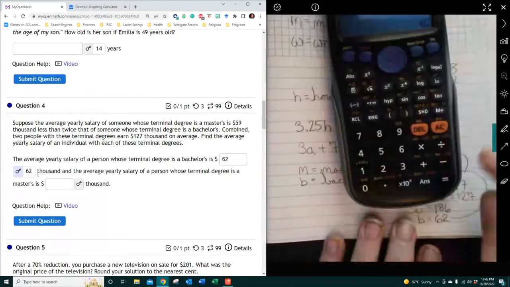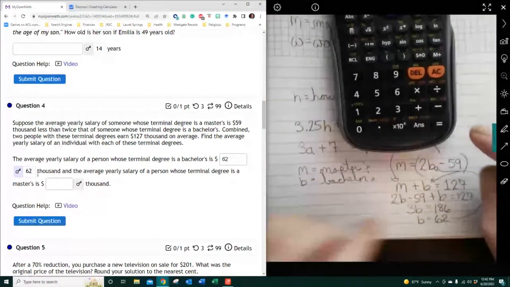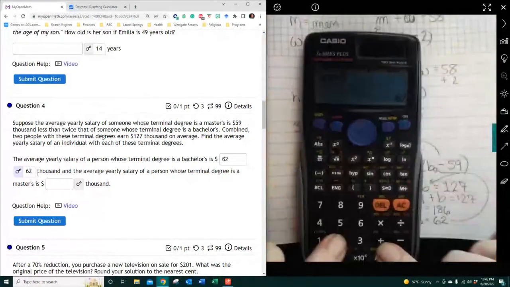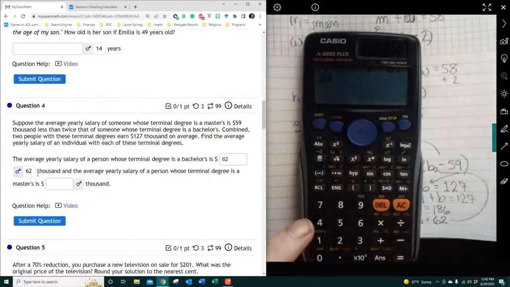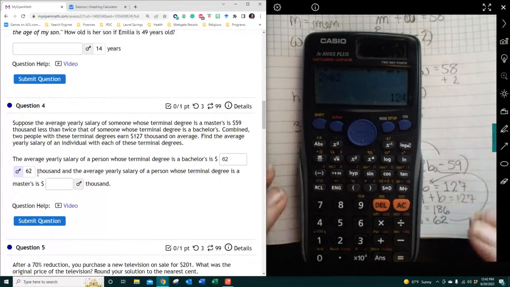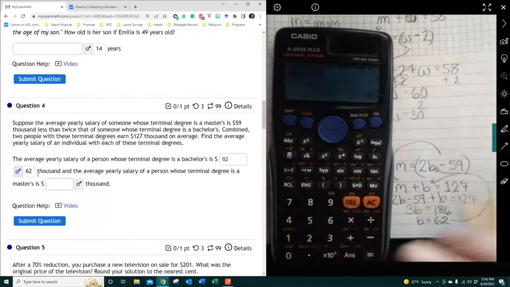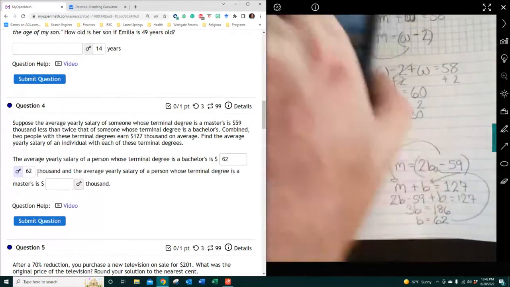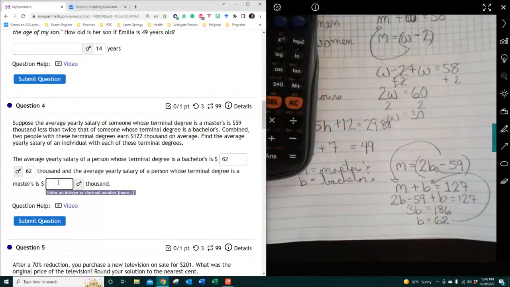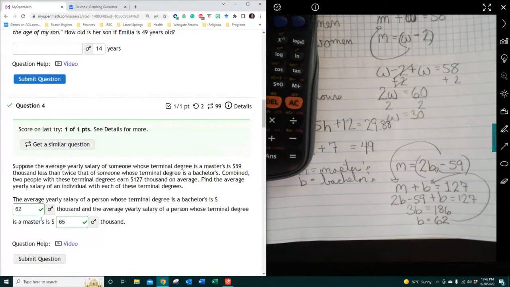Now, you're just using a calculator to do that. I'm personally going to choose the top one. So all I'm going to do is 2 times 62. I know that's 124. And then I'm going to minus 59 from it, and I get my answer of 65. So that's going to be 65,000. And of course, I got the right answer. It's right there. Okay, submit my answers. I knew I had it right anyway.